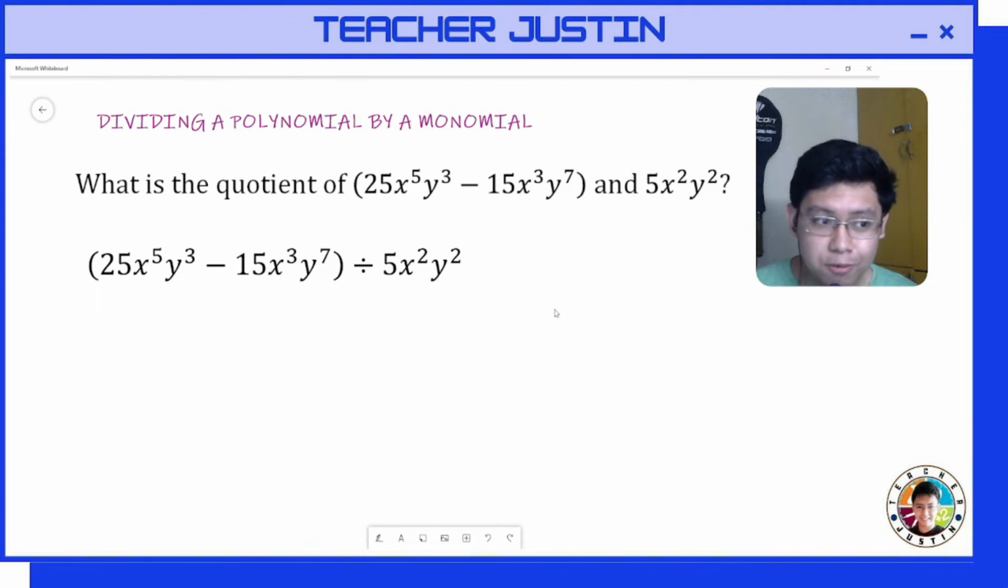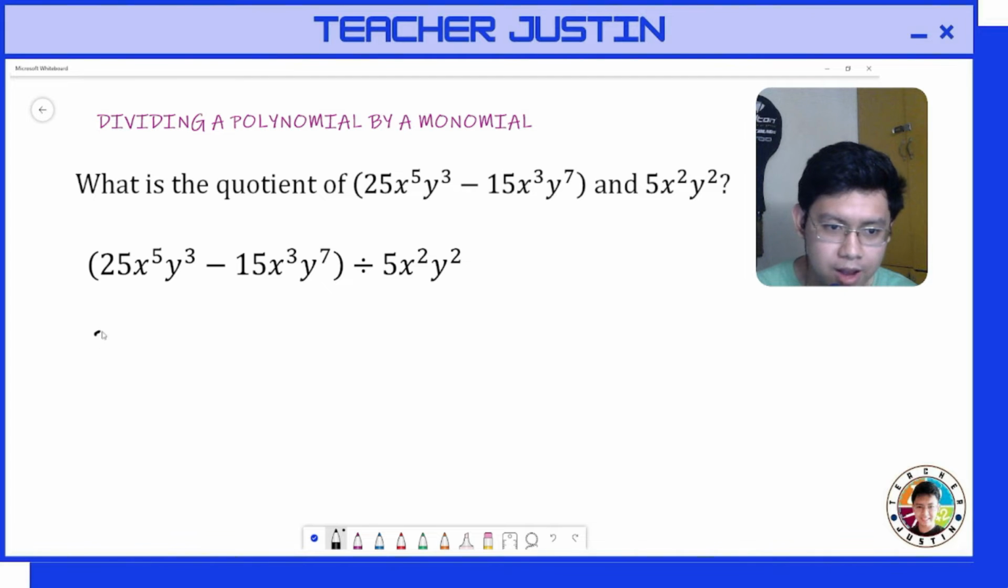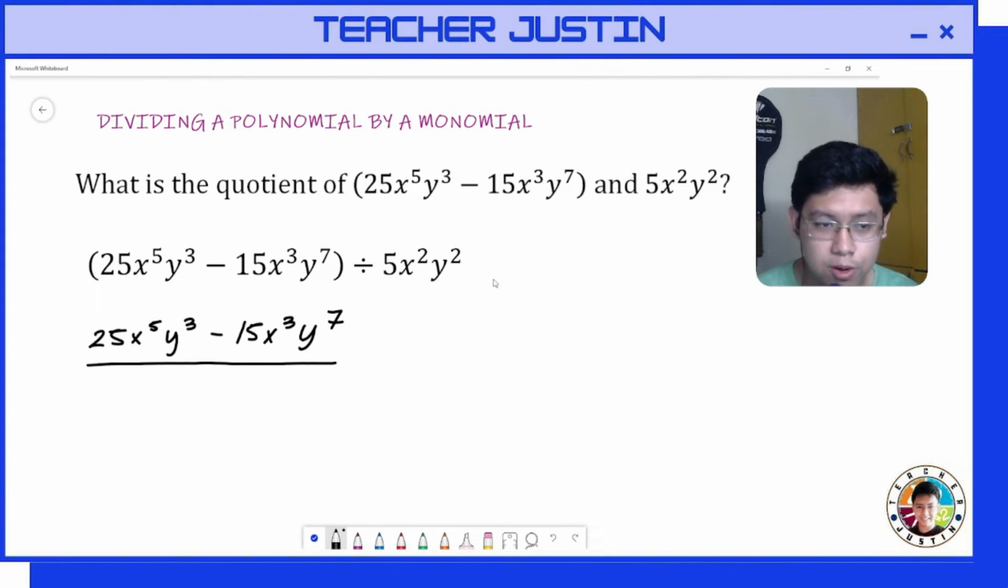To simplify this algebraic expression, let's convert this to fraction form. Rewriting it in fraction form, 25x raised to 5 y raised to 3 minus 15x raised to 3 y raised to 7 will be our numerator, and our denominator is our monomial 5x squared y squared.